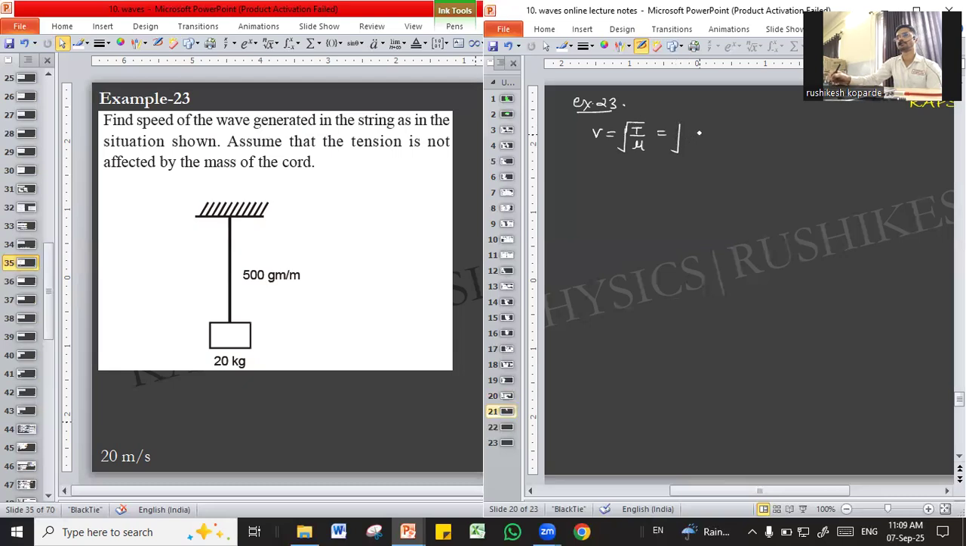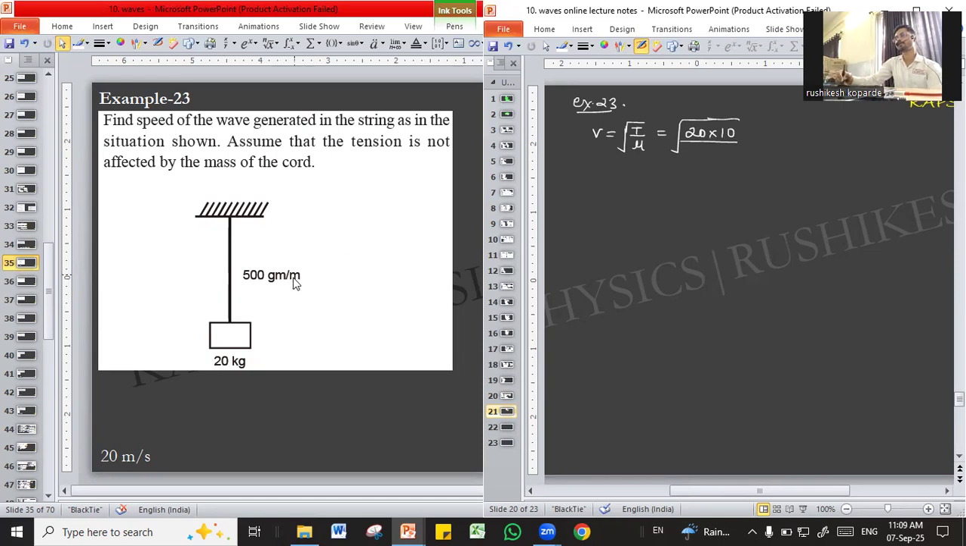What is the tension? What will be tension in this string? What is responsibility of the tension? To balance weight of the hanging portion. What is that? 20 kg into g upon mu.